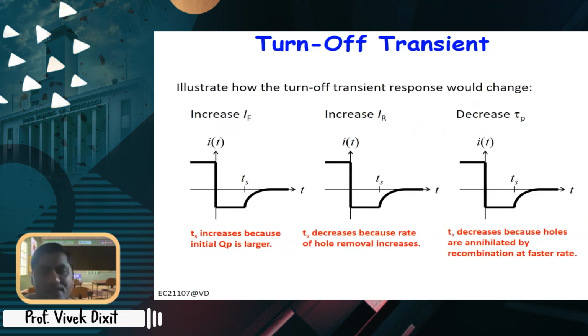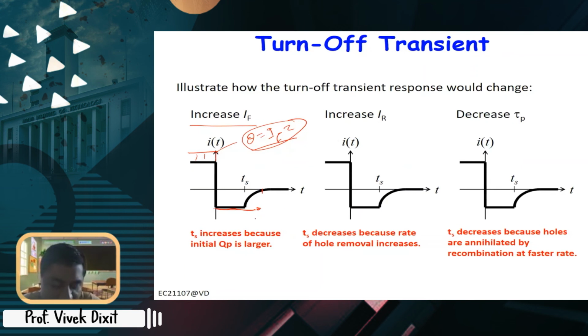Now, how would the turn-off transient respond if you increase the IF? IR you are not changing. IF is increased, so that means you have this current here. How will the turn-off transient change? What will happen to TS? Will it increase or decrease? Come on, any response? See, IF is more, and Q is IF times tau, so the charge is more. And this current is constant, so with constant current, it will take more time to remove the charge. So your tau S will be increased.